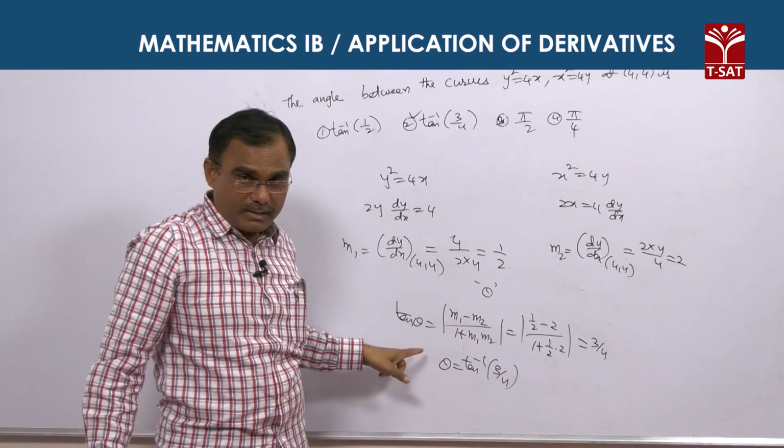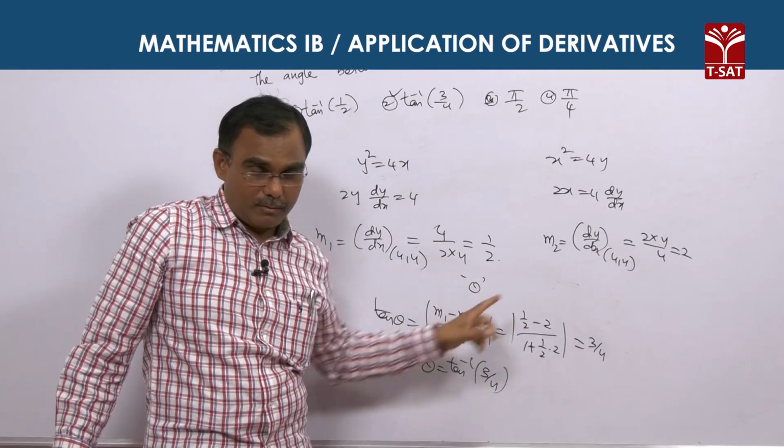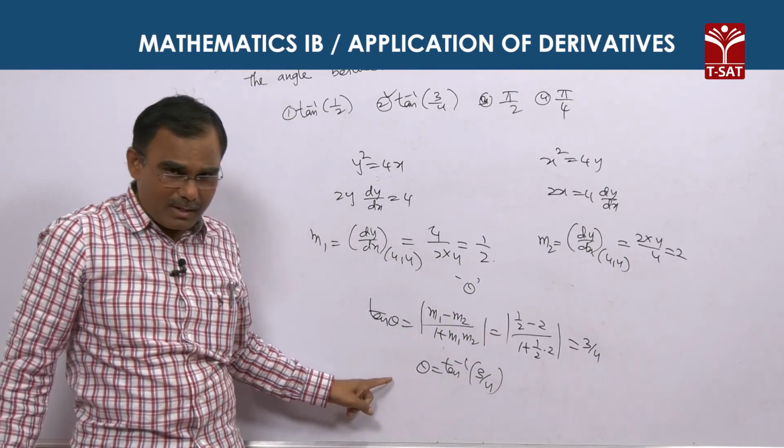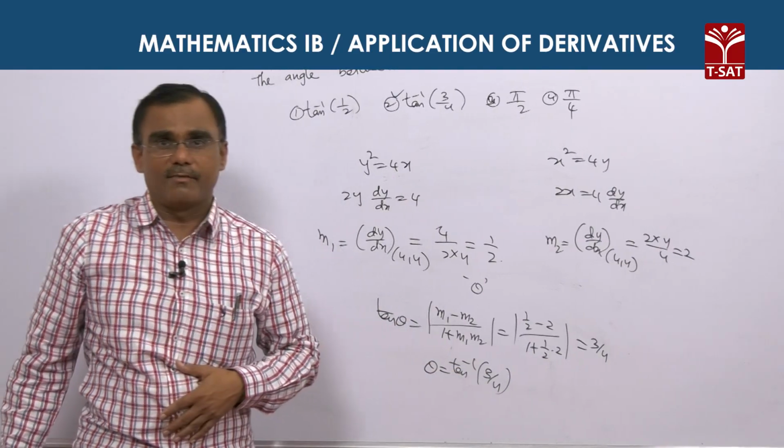First find the slope of the tangent of the first curve, and the slope of the tangent of the second curve. We get m1 and m2. Theta is the angle. And what is the formula? tan theta is equal to (m1 minus m2) by (1 plus m1 m2). We get theta is equal to tan inverse 3 by 4.